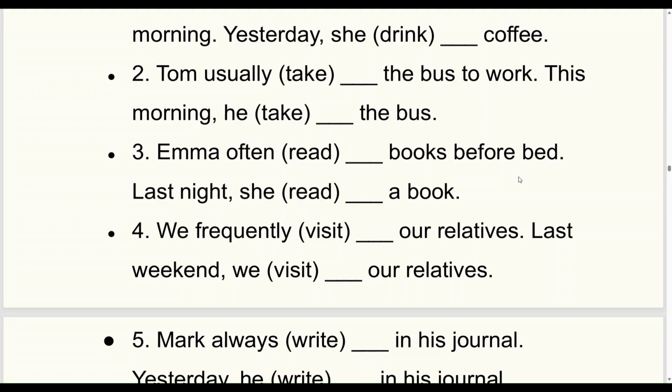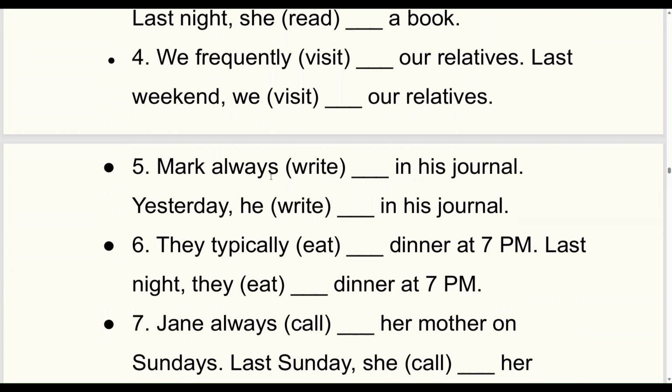Emma often read books before bed. Last night, she read a book. We frequently visit our relatives. Last weekend, we visited our relatives. Mark always writes in his journal. Yesterday, he wrote in his journal. They typically eat dinner at 7 p.m. Last night, they ate dinner at 7 p.m.